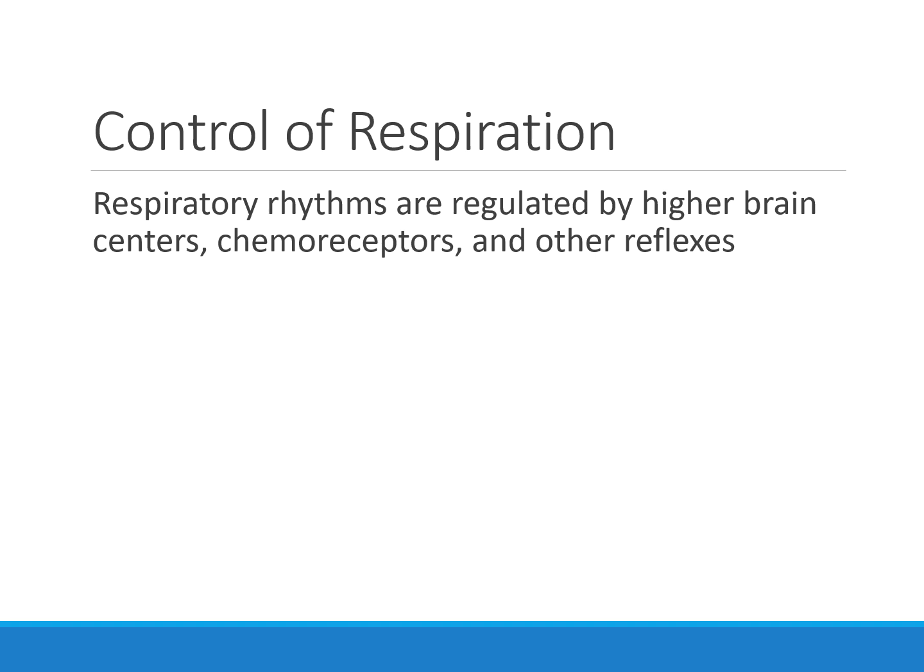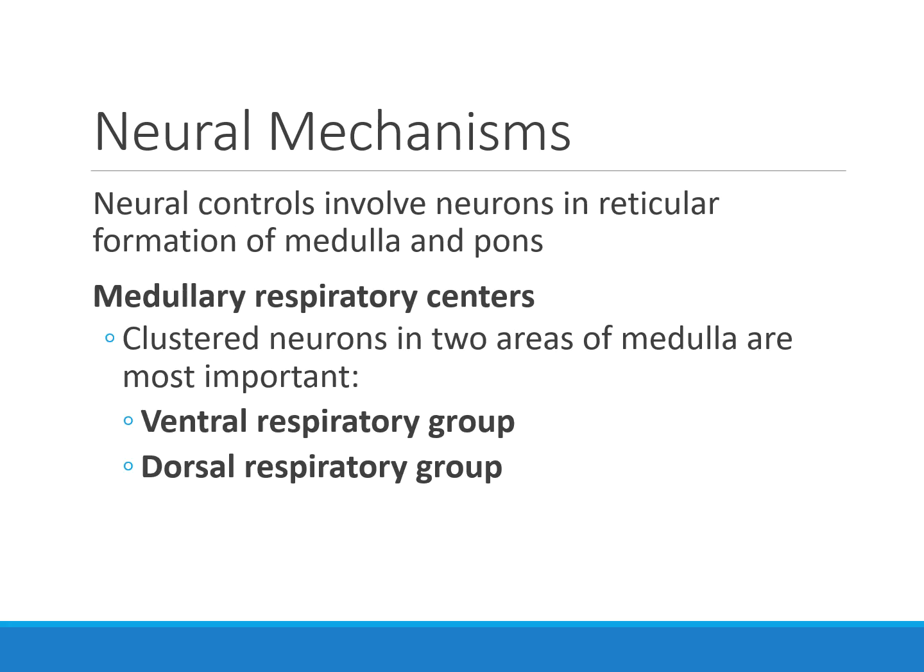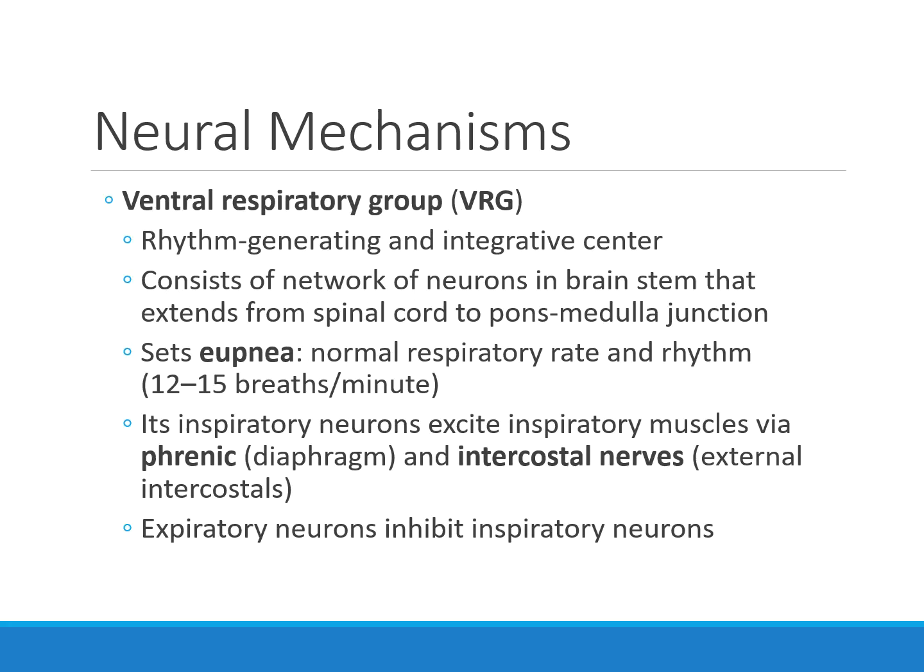All right, so how do we control respiration? Respiratory rhythms are regulated by higher brain centers, chemoreceptors, and other reflexes. The neural control involves neurons in the reticular formation of the medulla oblongata and the pons. You have a medullary respiratory center, a little cluster of neurons in two areas in the medulla: the ventral respiratory group and the dorsal respiratory group.